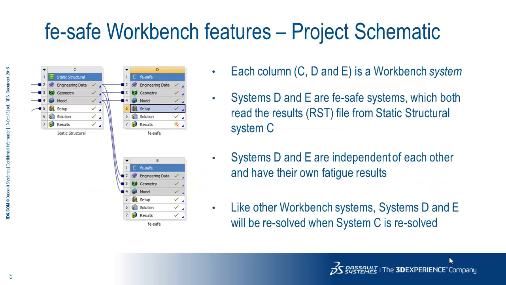Okay, so this is how the typical Workbench feature will look. In this, we have a static structural analysis, which is Workbench system C, and there are two FE-SAFE Workbench systems, D and E. Both systems D and E are independent of one another, but they depend upon Workbench system C. So if you want to solve Workbench system D or E, then you have to first of all solve Workbench system C, and only then will you be able to solve Workbench systems D and E.